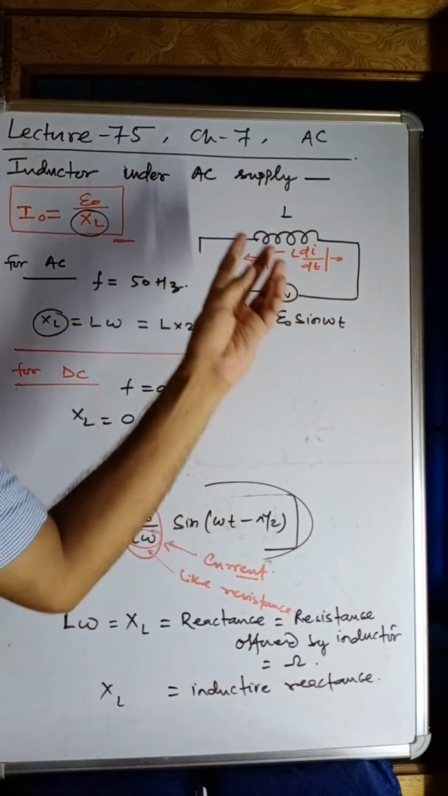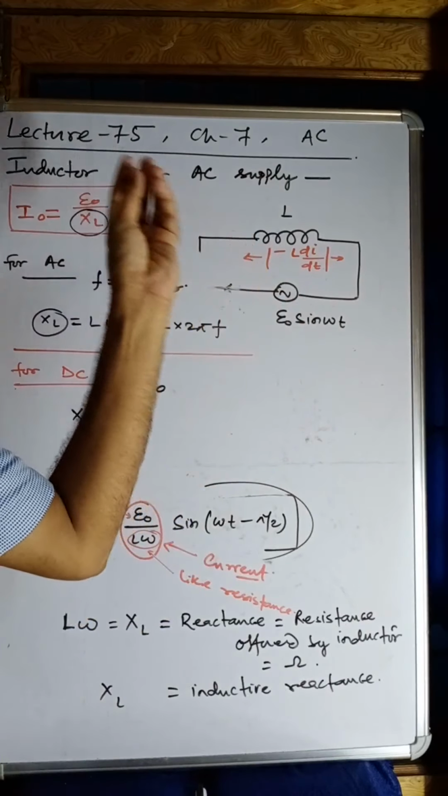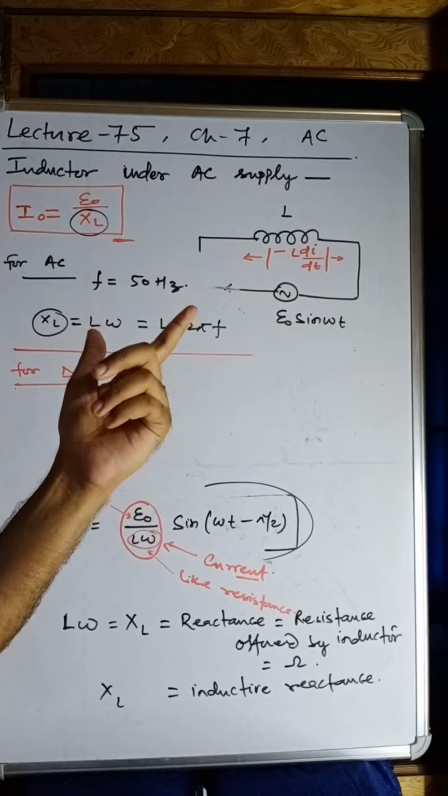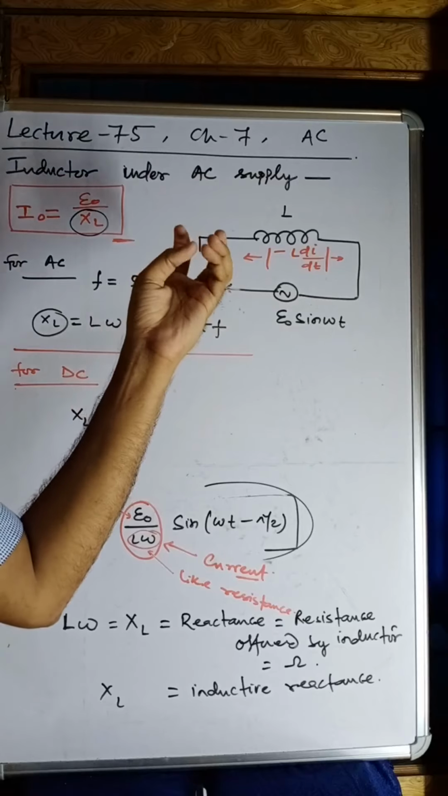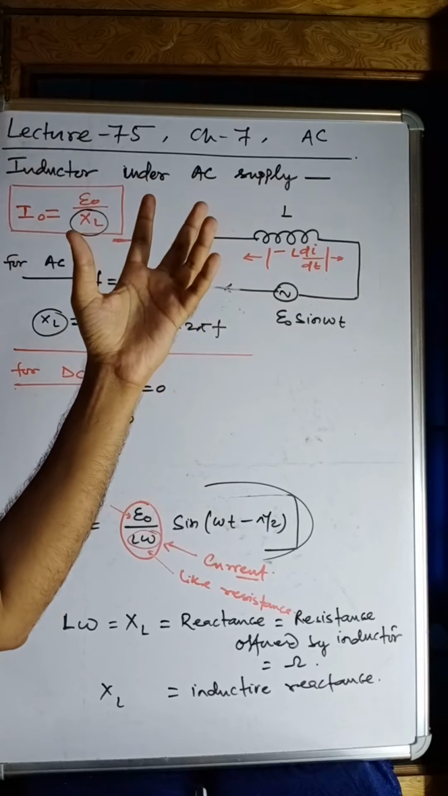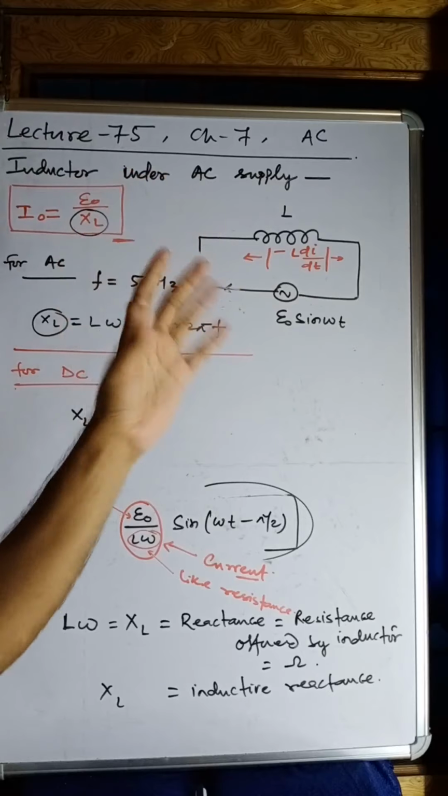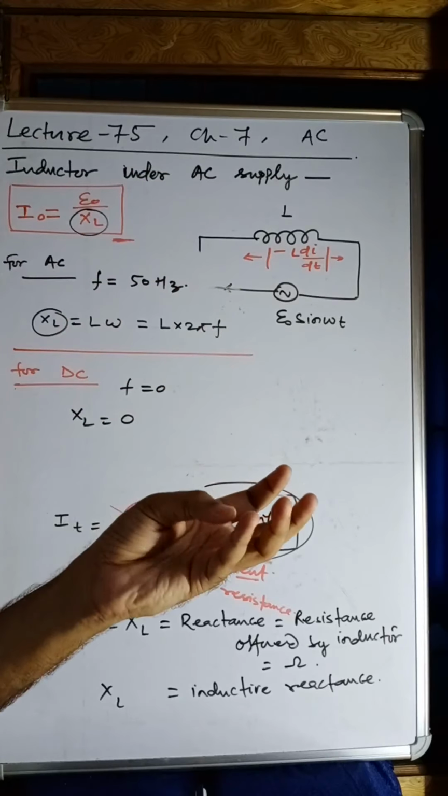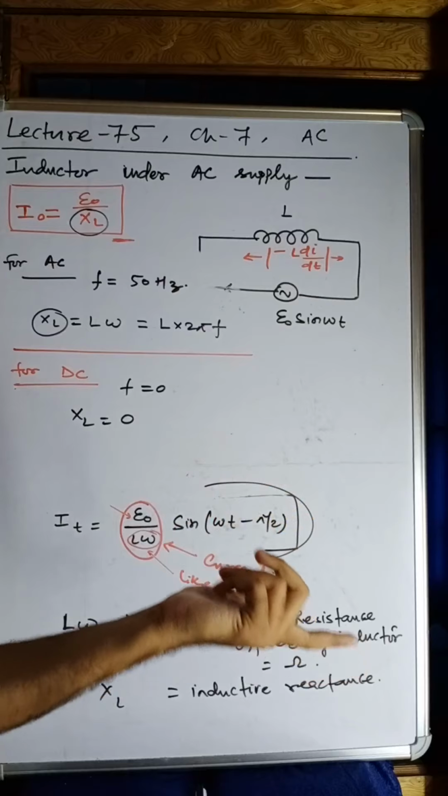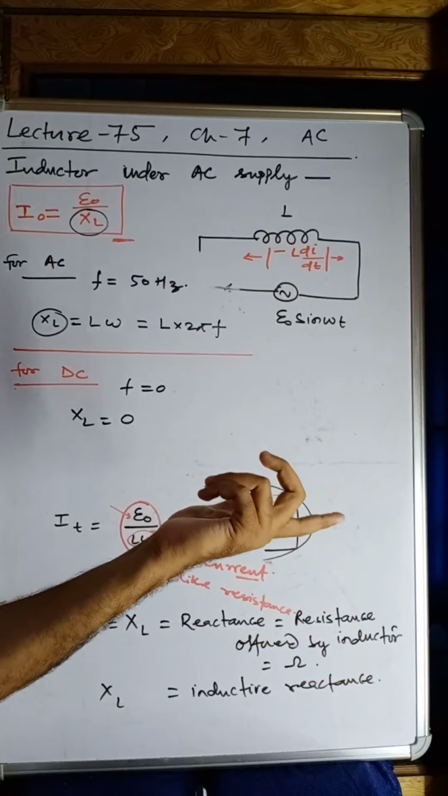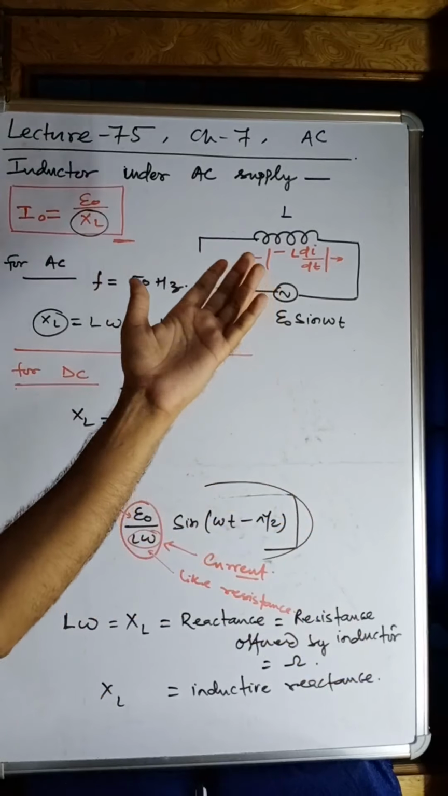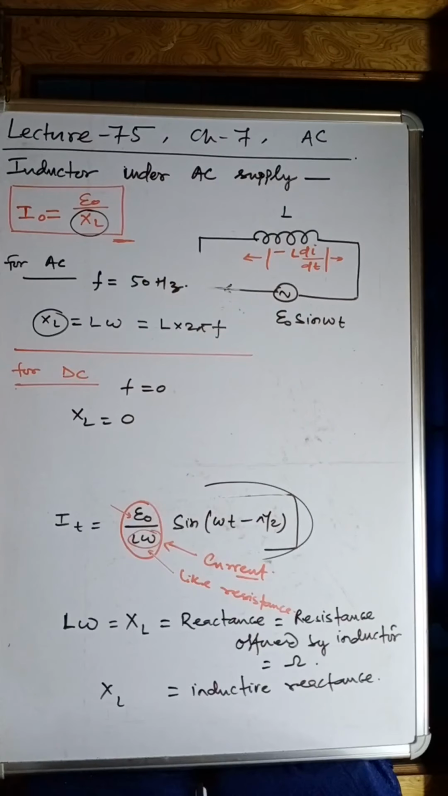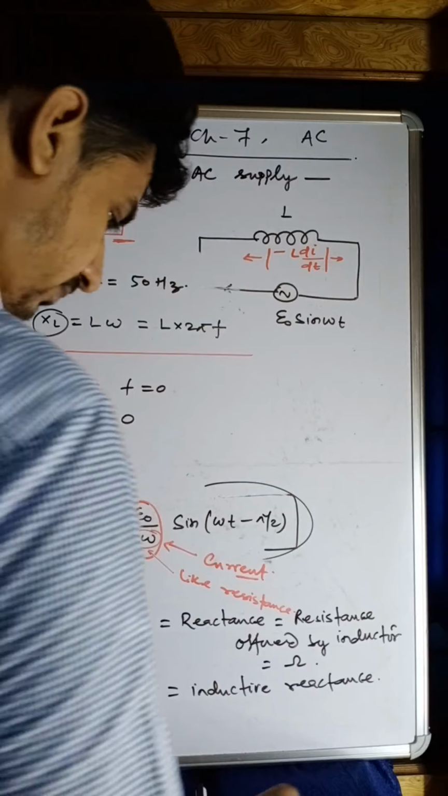Okay, and because it blocks the AC current, the energy is wasted in a different form, in the form of electromagnetic waves or heat energy. That is the use of this inductor in an AC circuit.